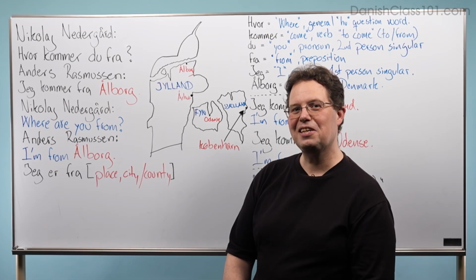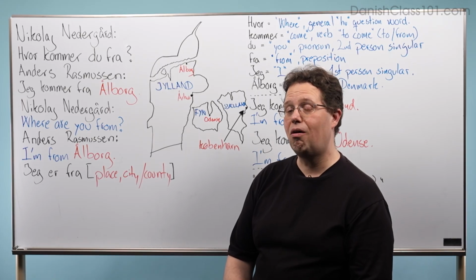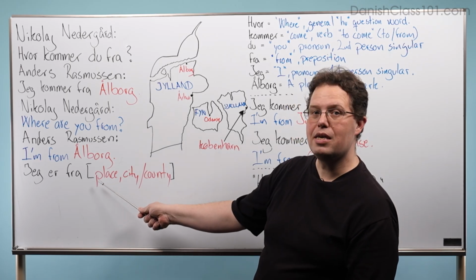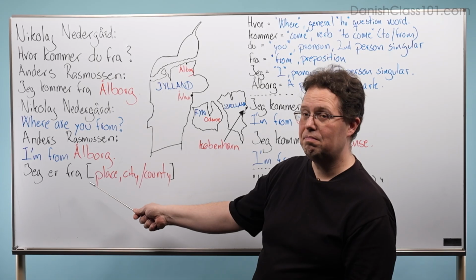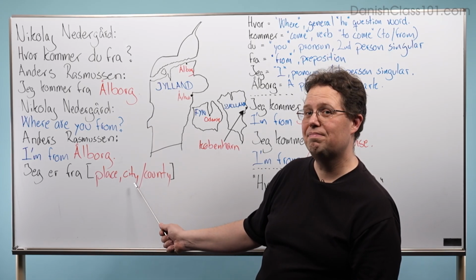Now, let's look at the sentence pattern. This pattern will be the structure that all of our dialogues will follow. Here we go. Jeg kommer fra, and then we put either place or city and country in.